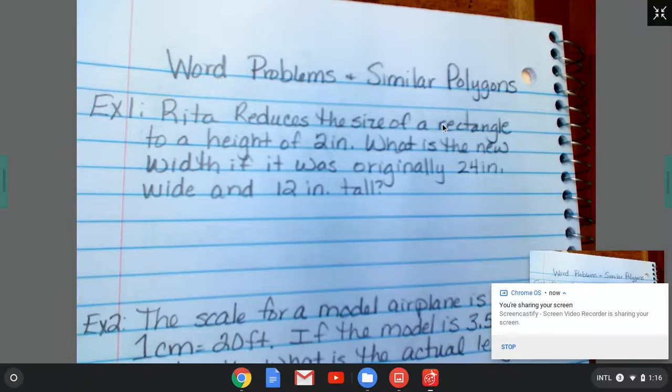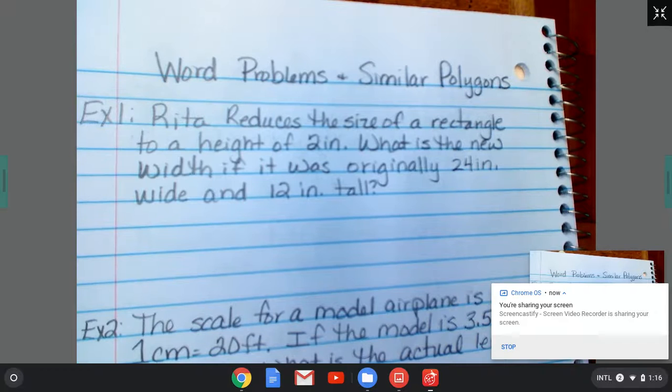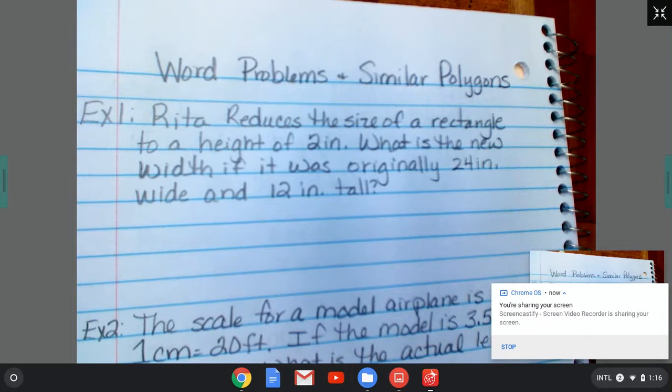Hey guys, we're going to do word problems and similar polygons today. So we're still cross multiplying, so that's what you've got to keep in mind when we're doing these sections.